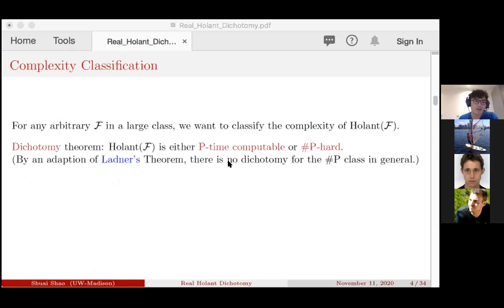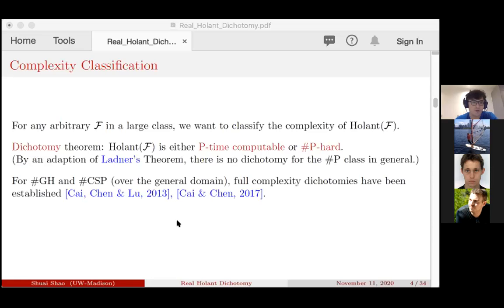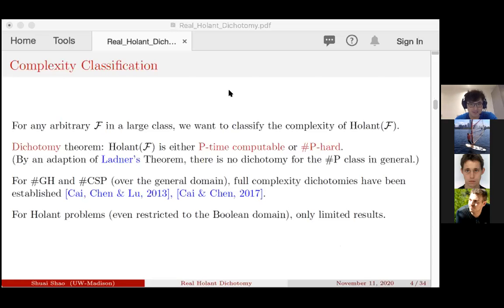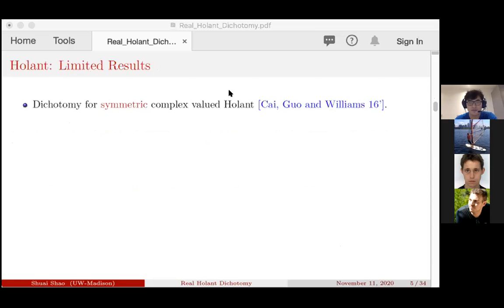By a straightforward adaptation of Ladner's theorem, we know that there is no dichotomy for the #P class in general. However, for some counting frameworks, including counting graph homomorphisms and counting CSP, defined over a general domain, complexity dichotomies have been established. While for Holant problems, even restricted to the Boolean domain, there are only limited results. So now let's see some of these results for Holant problems on the Boolean domain.